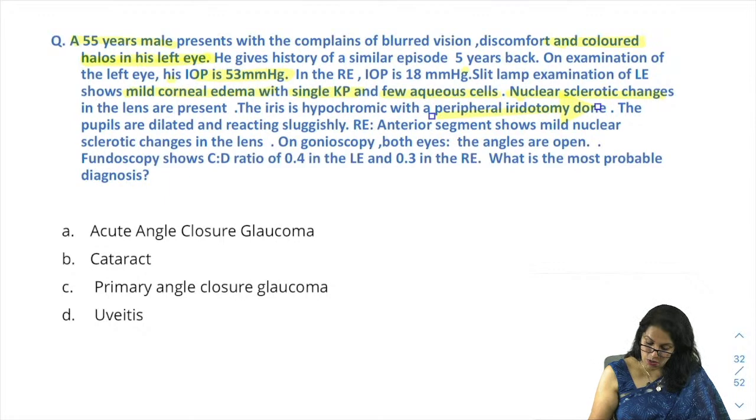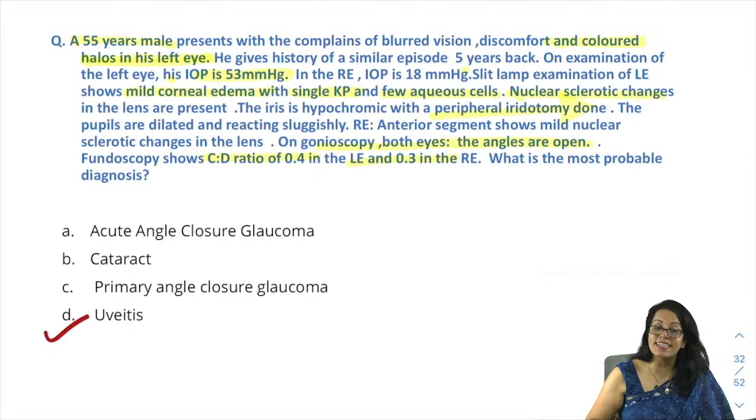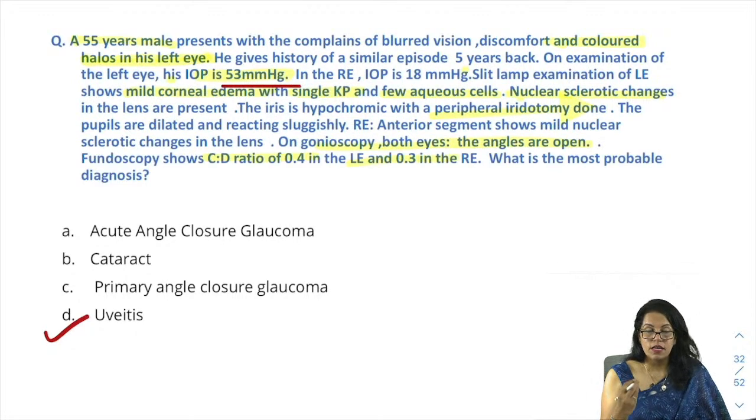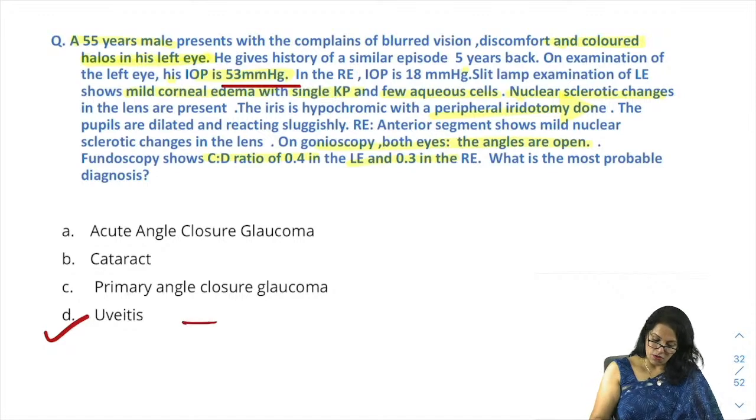Okay? Also, right eye anterior segment shows mild nuclear sclerotic changes. On gonioscopy, both eyes angles are open, important. There is no angle closure glaucoma, angles are open. Fundoscopy, CD ratio is normal in both. And what is the most probable diagnosis? Yes, Shubham, Posner-Schlossman is primarily a uveitis where pressures go very high, as 53. That's why when we treat it, we give steroids but under anti-glaucoma cover. We will always first start with anti-glaucoma drugs, decrease the pressure, and then to control the uveitis we have to start steroids.